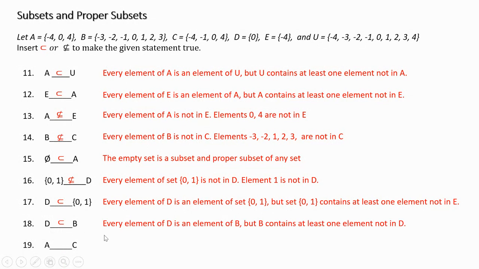For A and C, this will be a proper subset. A is a proper subset of C, because every element in A is also in C. And C contains at least one element that is not in A, which is a -1.